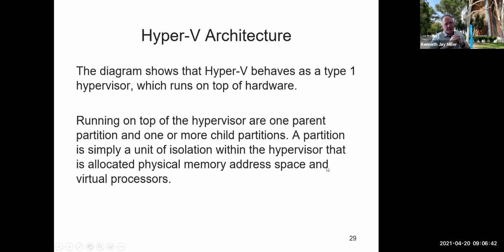Now, the diagram shows that Hyper-V behaves as a type 1 hypervisor, which means there's nothing between it and the hardware. So running on top of the hypervisor are the parent partitions and then one or more child partitions. And a partition is simply a unit of isolation within the hypervisor that allocates resources. So either the memory resources or the processor resources. All right.